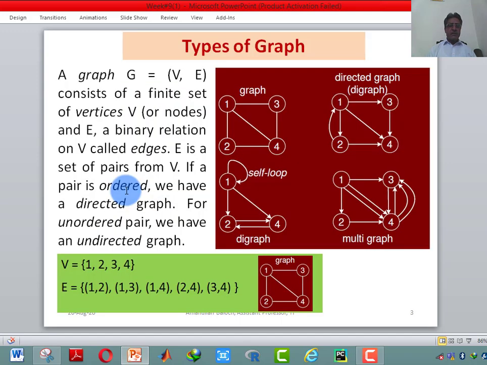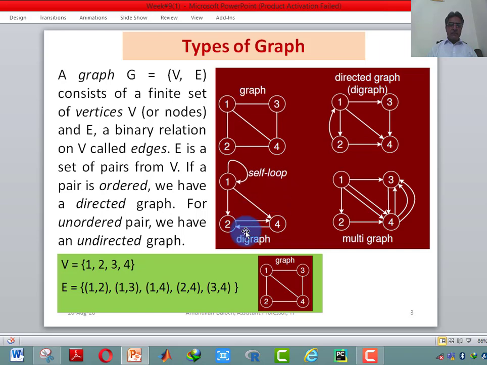The first topic is types of graph. There are many types of graph. This graph is called undirected graph. This is directed graph, where the edges show the direction, where one can move from one node to other node, and where one cannot move. We can move from 1 to 4, while we cannot move from 4 to 1. This is undirected. This is directed graph.